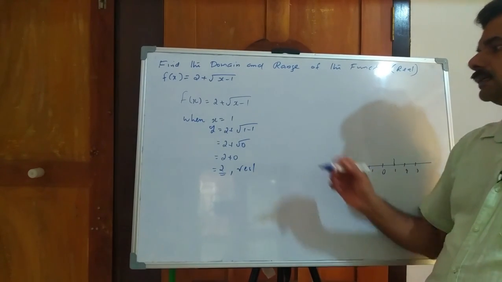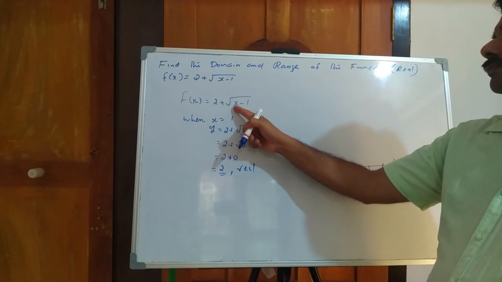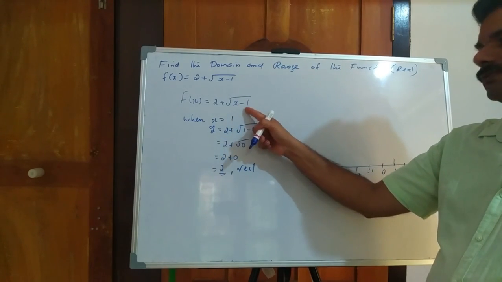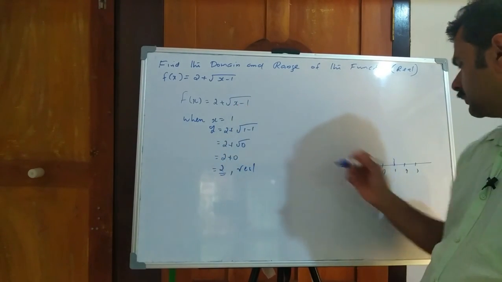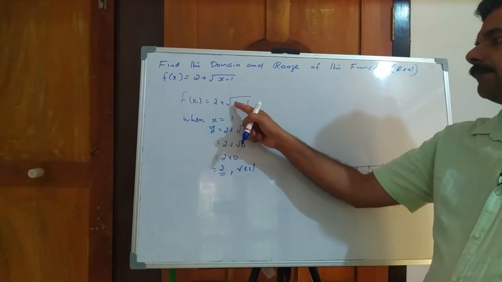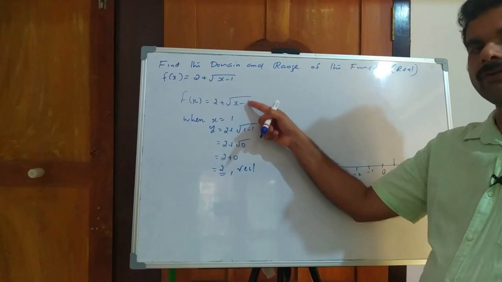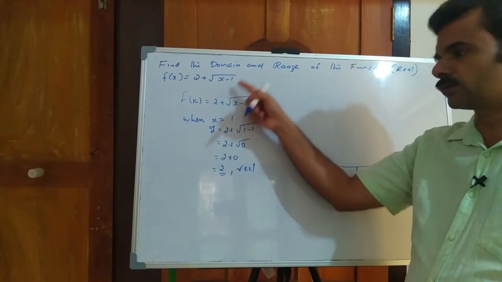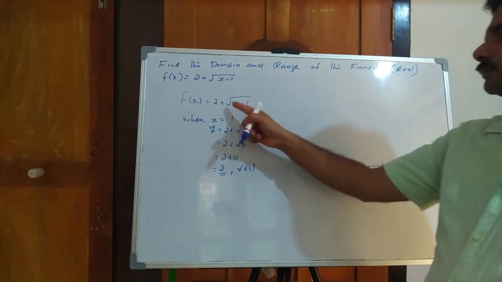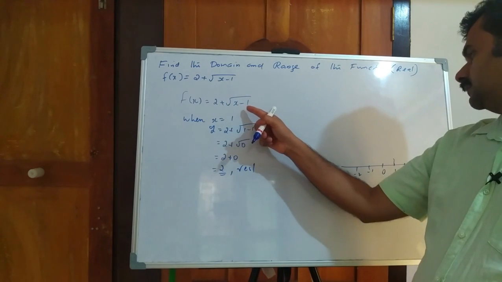1 is possible. Then is 2 possible? Root of 2 minus 1. 2 minus 1 is 1. Root of 1 is equal to 1. Okay, no problem. 2 is also possible. 3: root of 3 minus 1, 3 minus 1 is 2, root of 2. That is 1.414. It can be calculated by using calculator. No problem.